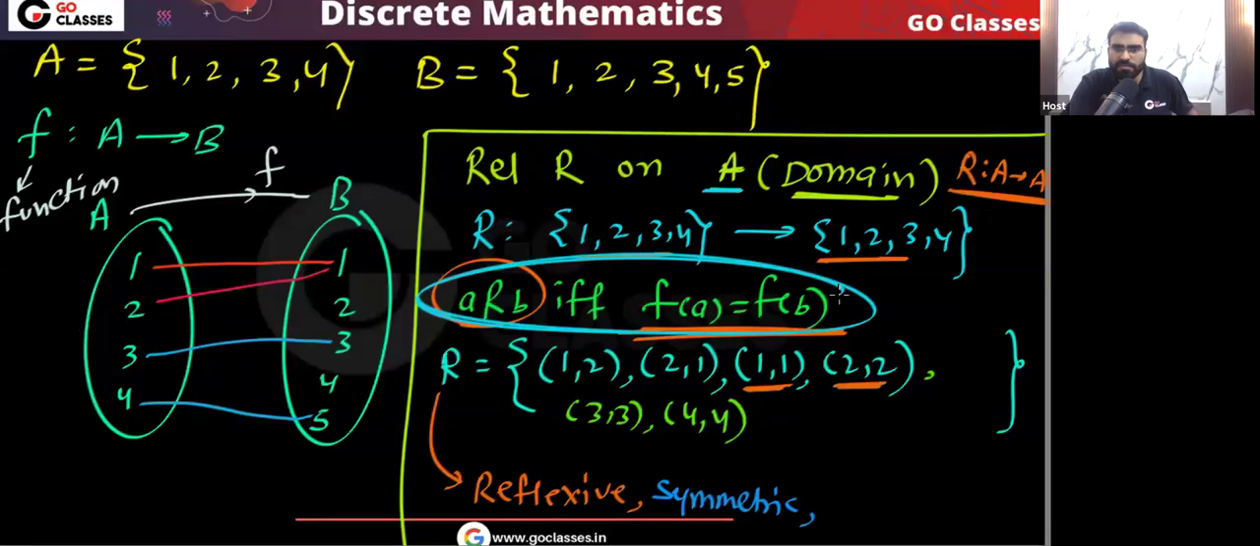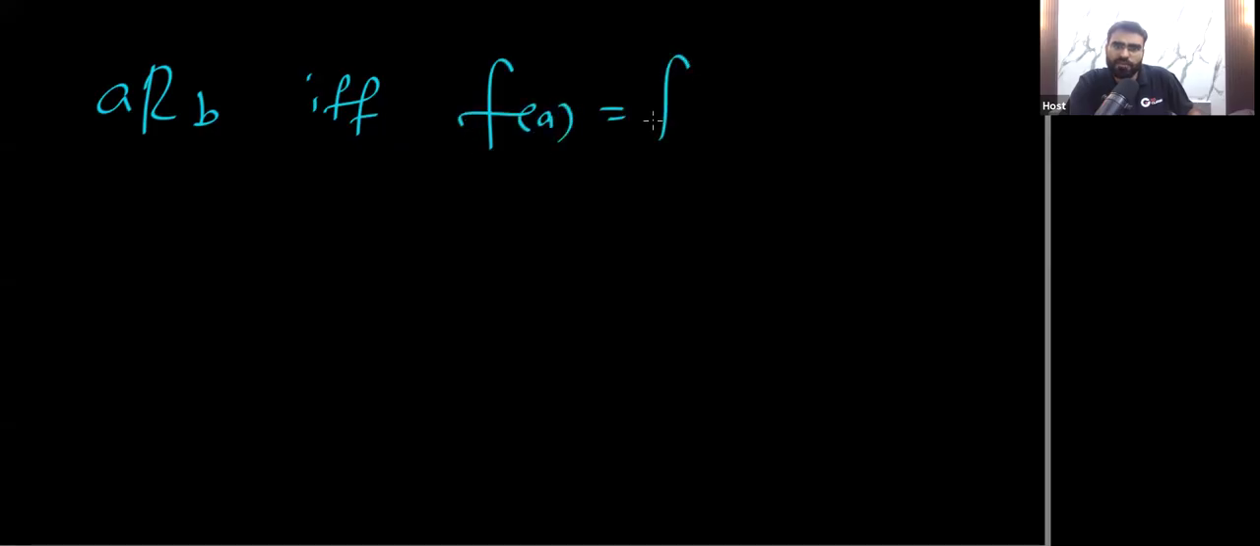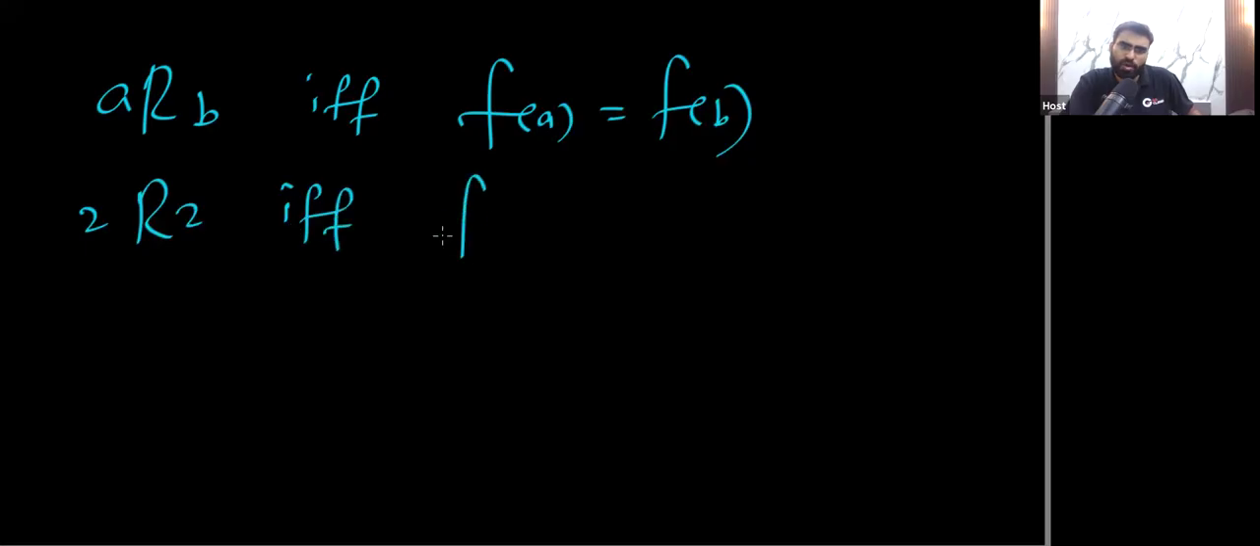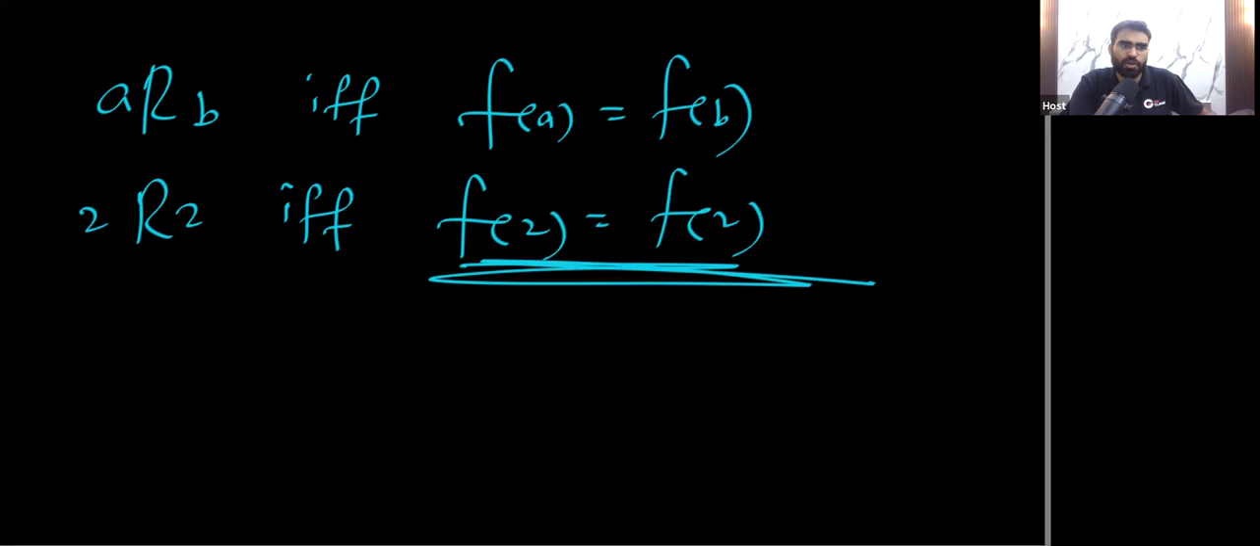See, read the definition. A is related to B if they have the same image. So can I say 2 is related to 2? A is related to B if and only if they have the same image, meaning FA equals FB. Tell me, can I say 2 is related to 2? Because F2 equals F2. Is this correct?